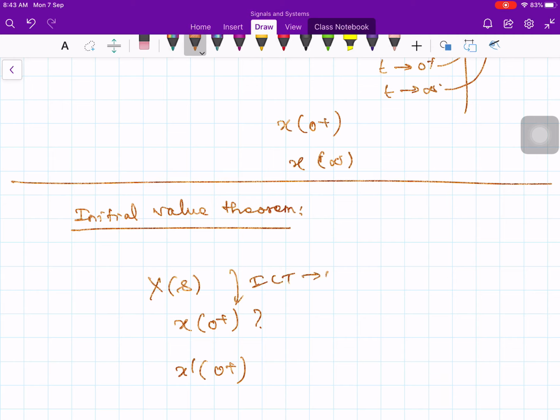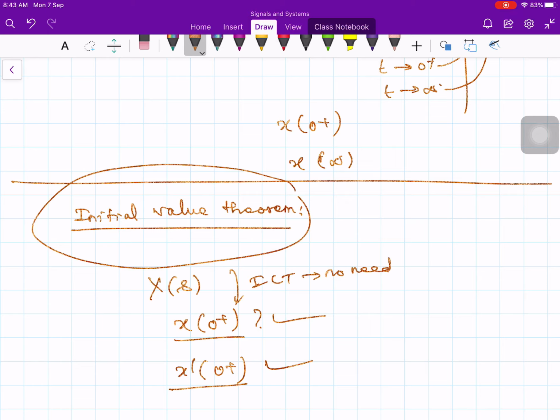This can be found, either x of 0 plus or the derivative of x of 0 plus, using a property of the Laplace transforms, which is known by the name of the initial value theorem. So, this theorem is very, very useful. Now, let us state this initial value theorem formally.